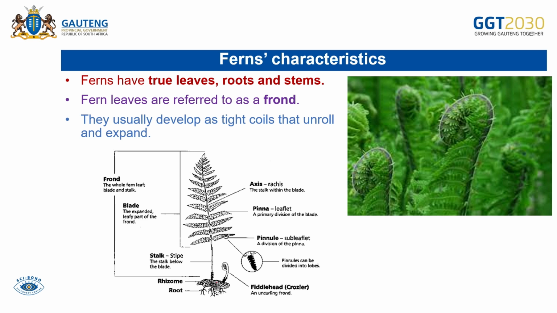Right. Now this structure here is a stem, but this stem of the fern is underground like a ginger. It looks like a ginger. We call this underground stem, which grows horizontally. It grows horizontally like that. We call that the rhizome.